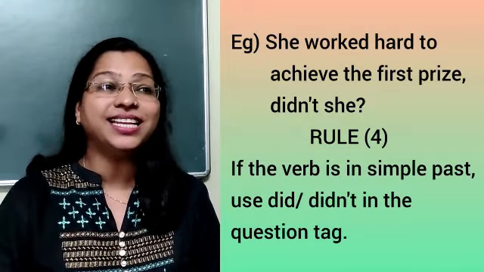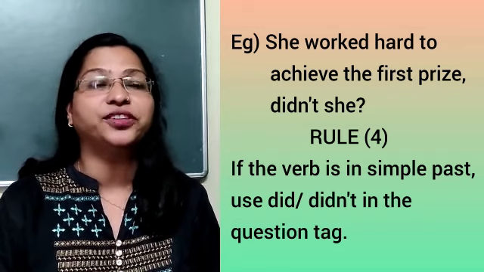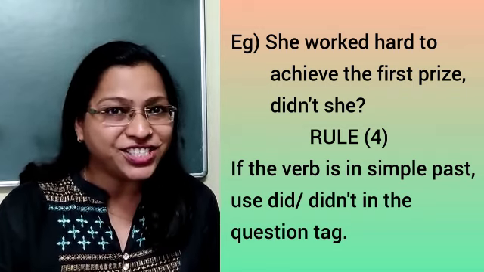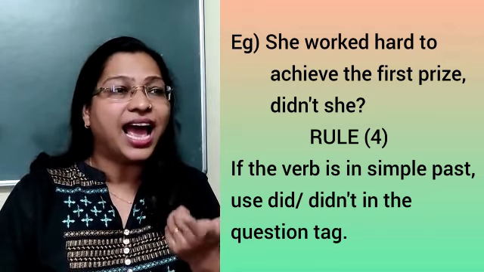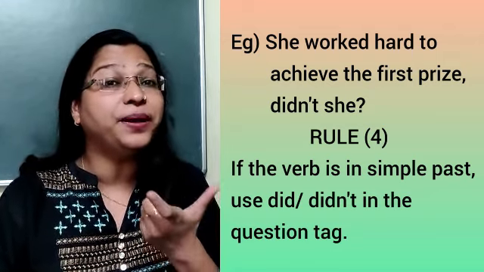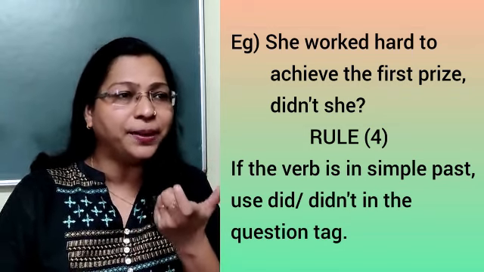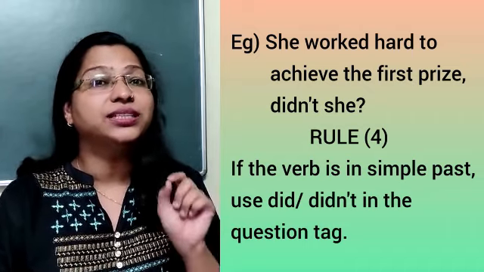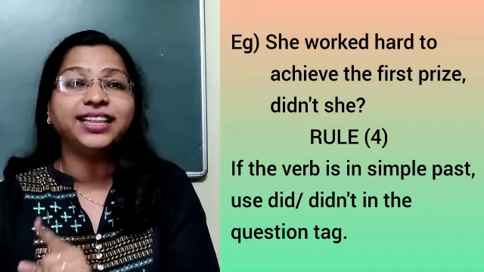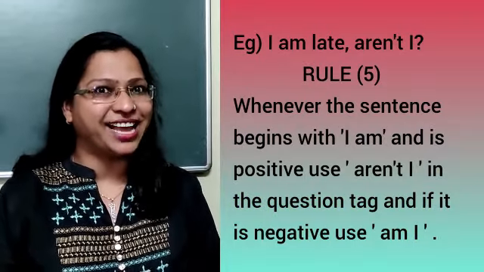Now let's understand the next example. She worked hard to achieve the first prize, didn't she? So here you see the main sentence has the verb in the simple past tense. So whenever the verb is in simple past in the main sentence, you have to use did or didn't in the question tag.